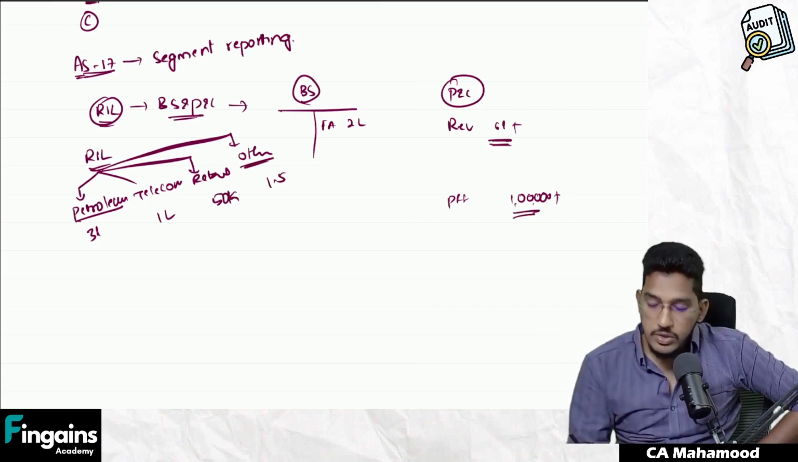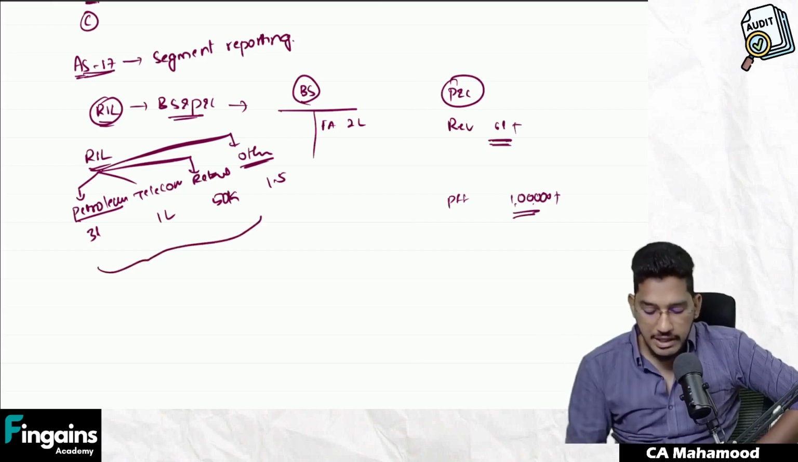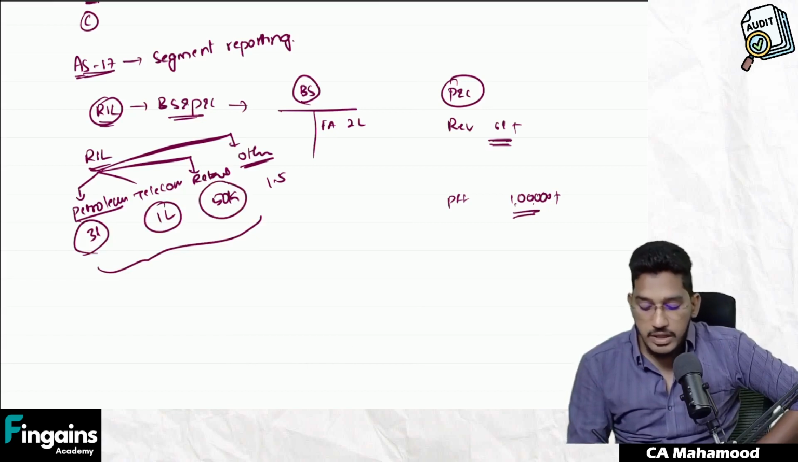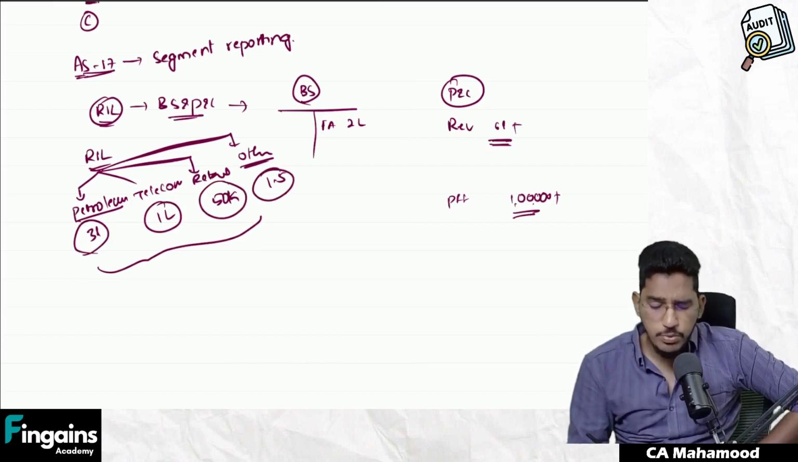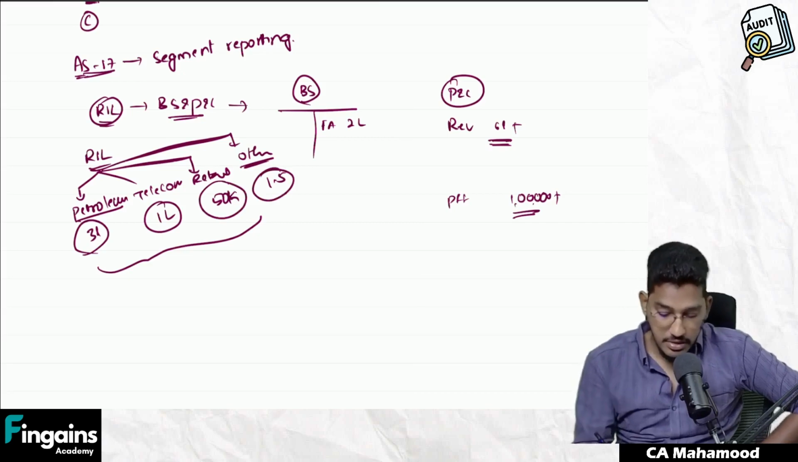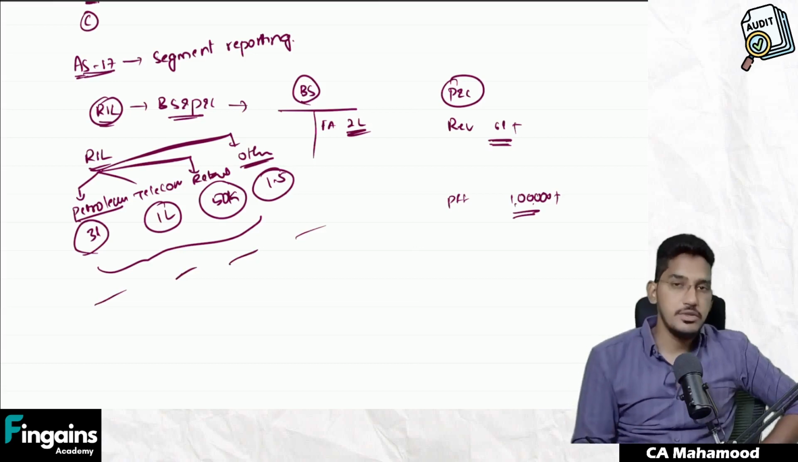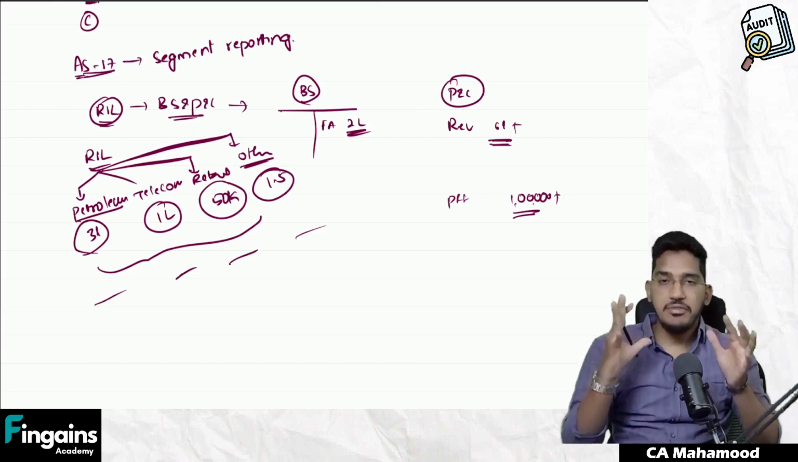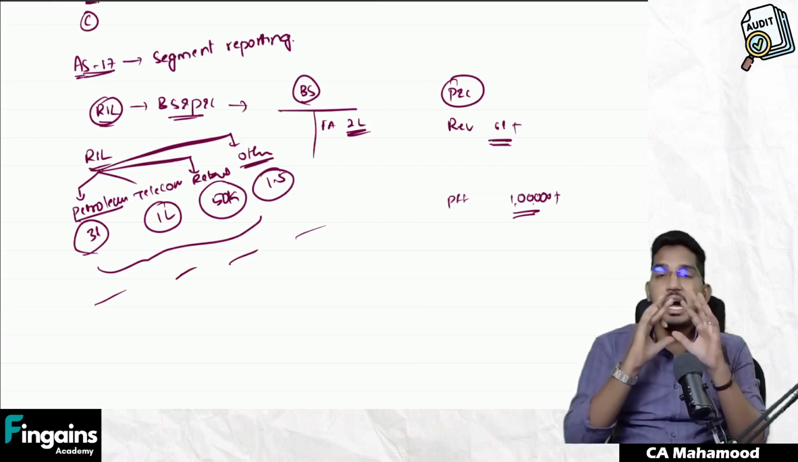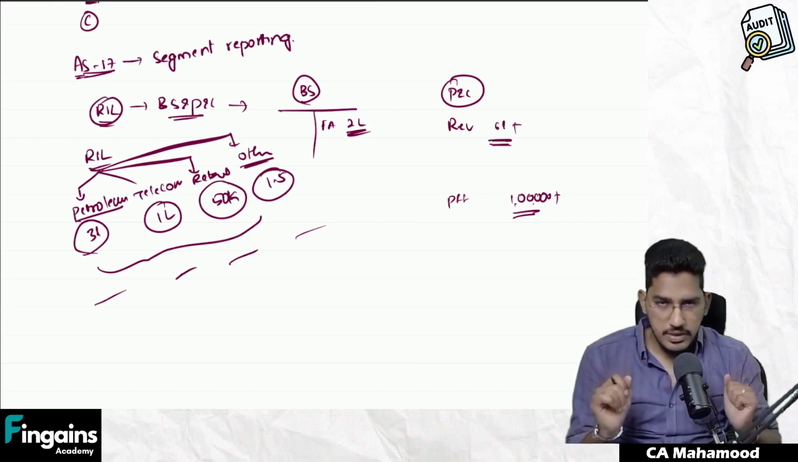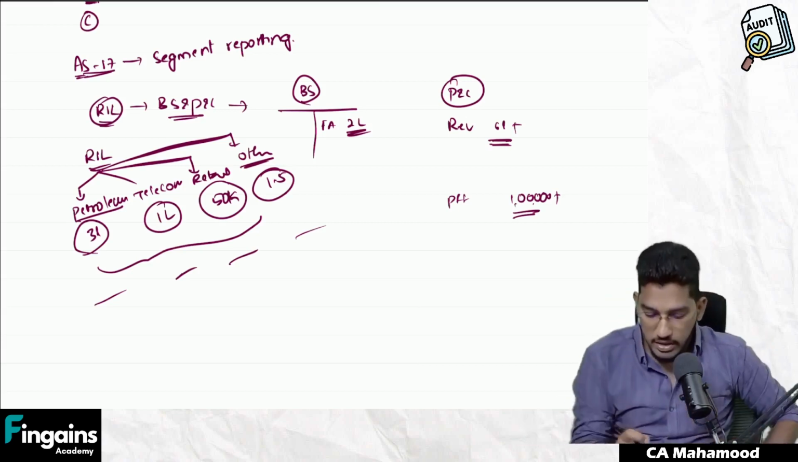Similarly, the total profit is 1 lakh crores. How much profit did they derive from petroleum, telecom, retail, and other businesses? They have total fixed assets of 2 lakh crores. Out of that, how many assets belong to petroleum, telecom, retail, and other segments? So like this, the entire financial data of the company we are dividing segment wise. This is what we simply call segment reporting.